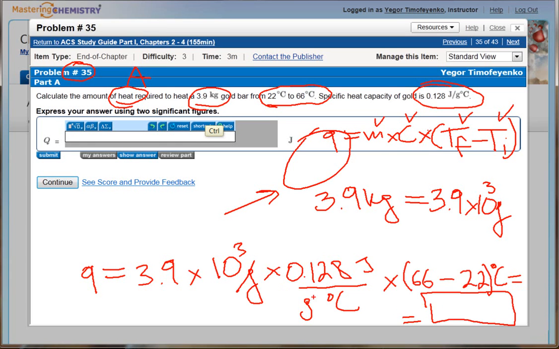Grams cancel out, Celsius cancels out, and the answer will be in joules. You can calculate that out. So make sure to remember this formula.